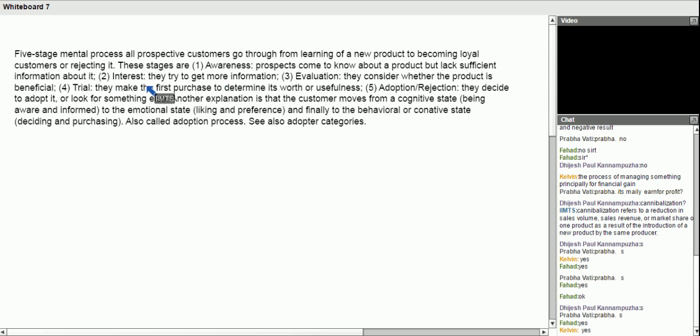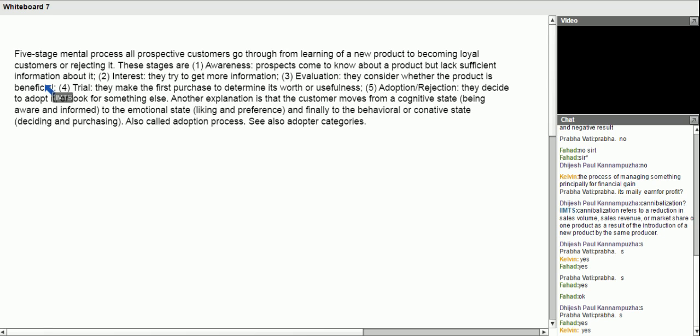Next step, interest. They try to get more information. Once the customer gets more and more information about the product, their interest level towards buying the product or services will keep on rising. Next is the evaluation stage. They consider whether the product is beneficial to them or not. Once they have all the information, they will evaluate whether to go with the product or services or not.